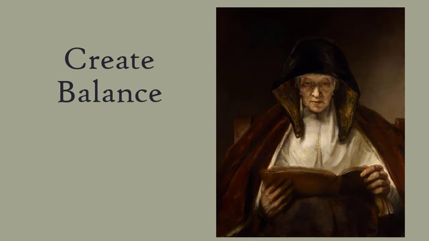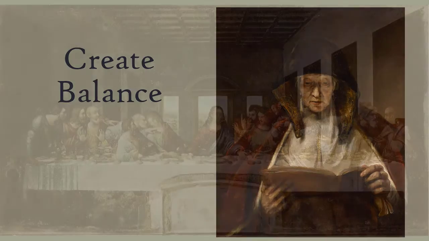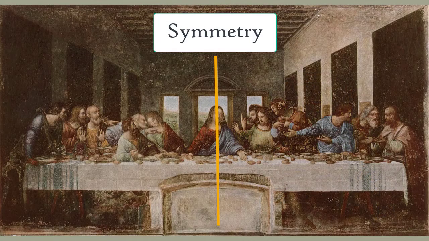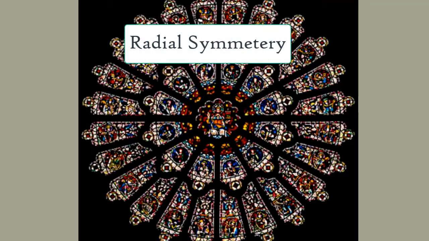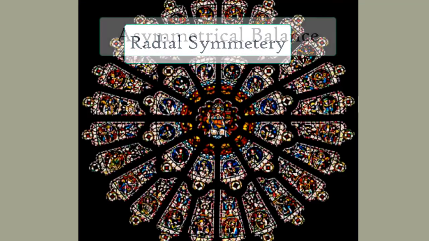A good composition has balance. All the objects and elements seem to belong and nothing stands out. There are three major kinds of balance: symmetry, radial symmetry, and asymmetrical balance.